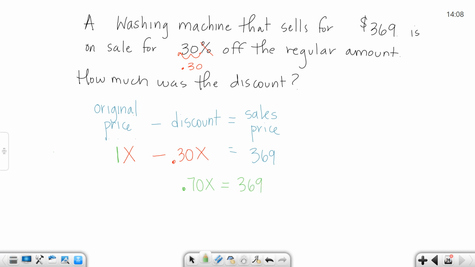Okay, and here's what I did with that. I took a 1, I had 1 minus 0.30. I think of that like money. So if I had $1 and I subtracted 30 cents, I would have 70 cents left over. So that's how I got this 0.70. I'm going to divide both sides by 0.70. And X is going to equal something. Okay, so let's divide that out.